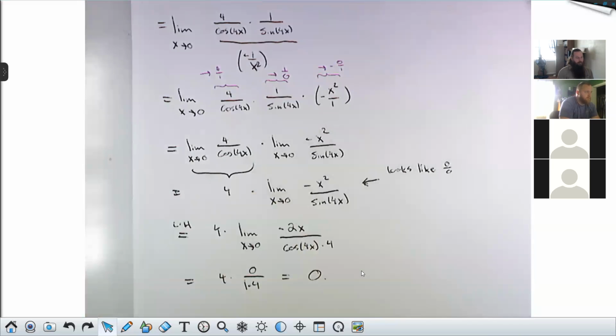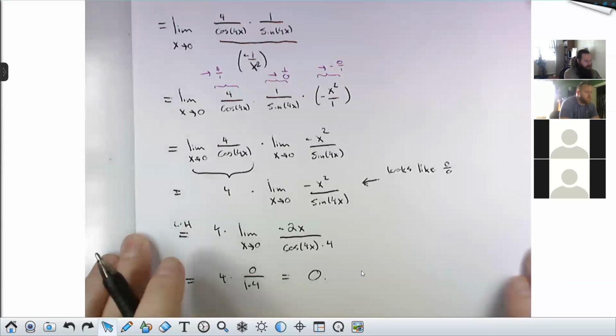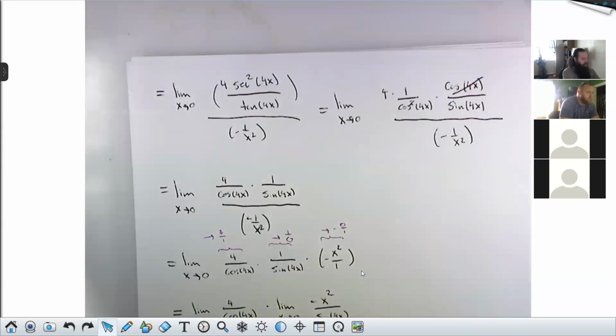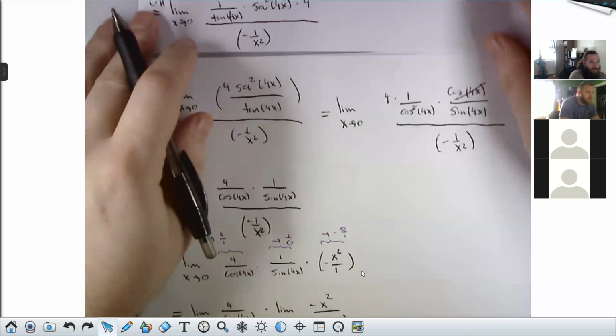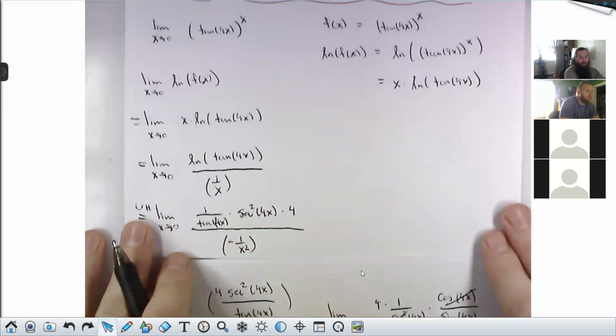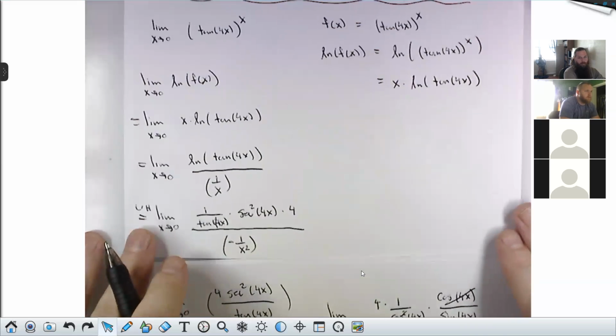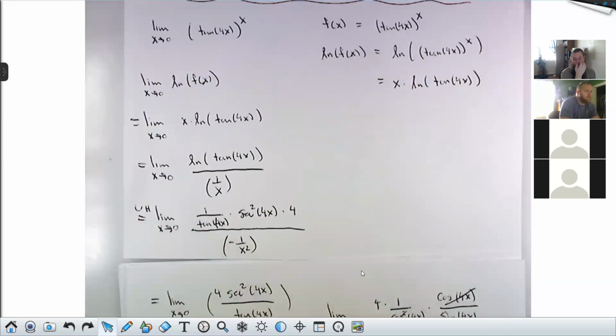Could you go back up top? I just want to see something. Yeah, on the first page. Here's the start. How did you get negative 1 over x squared?